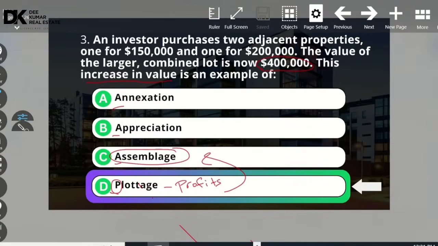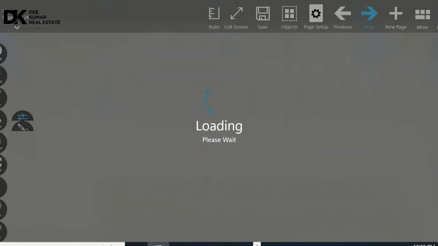There was assemblage taking place in this question, and then at the end there was an increase in value, and that was the trick. So many people reading this might go, you know what? This is assemblage, if they remember their valuation chapters. Great question. And let's go to the next one.